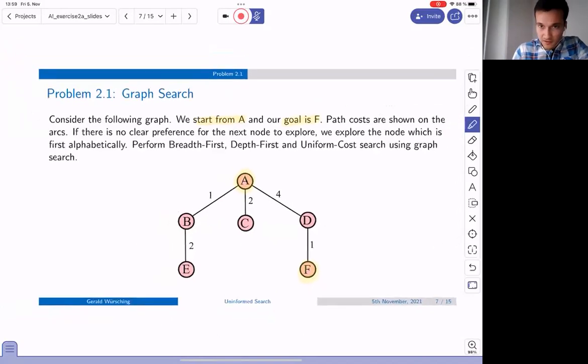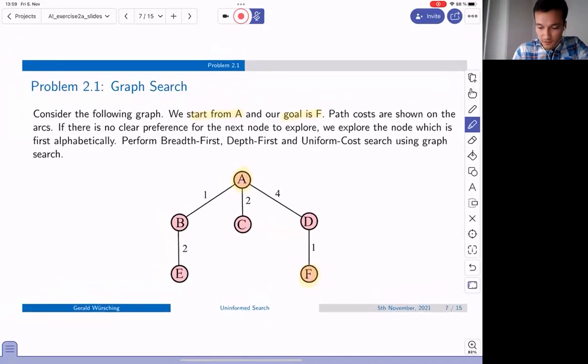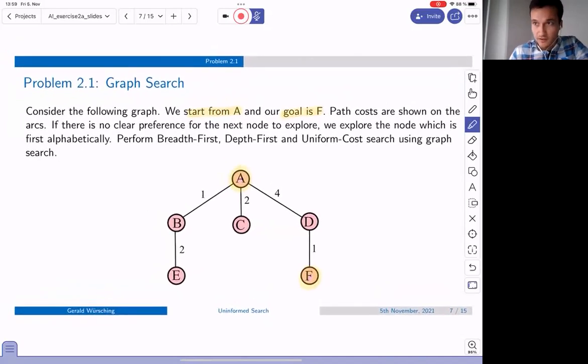So I'm sorry, I think it's cut off again. Let's see if I can make it a little smaller. Yeah, I think like this is good.